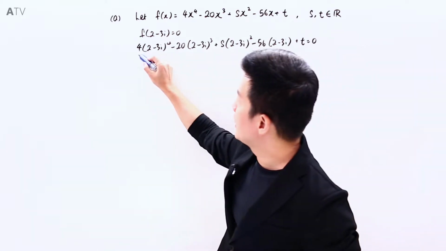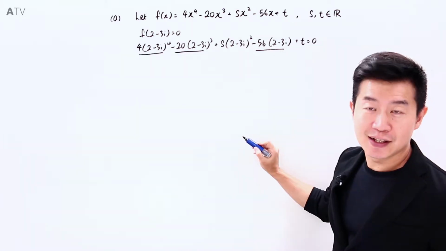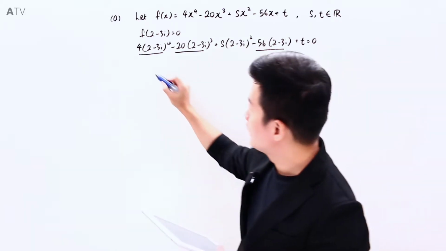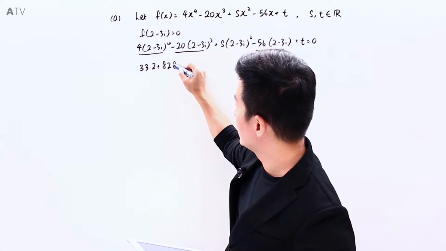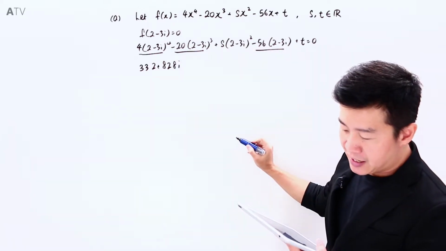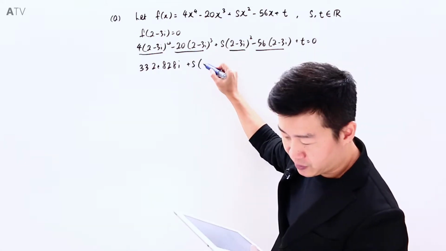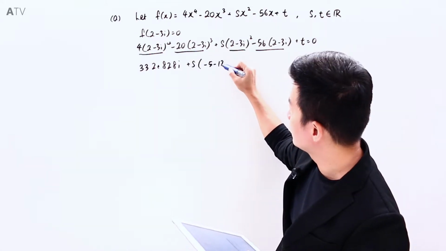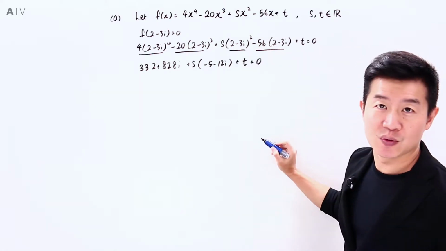And I'm going to just press this minus this minus this into the calculator, and I will be getting 332 plus 828i. And if I were to press this into the calculator, we will have from our calculator minus 5 minus 12i, then plus t. This is equal to 0.